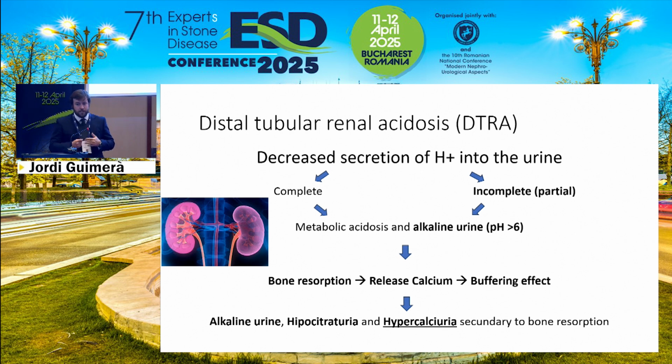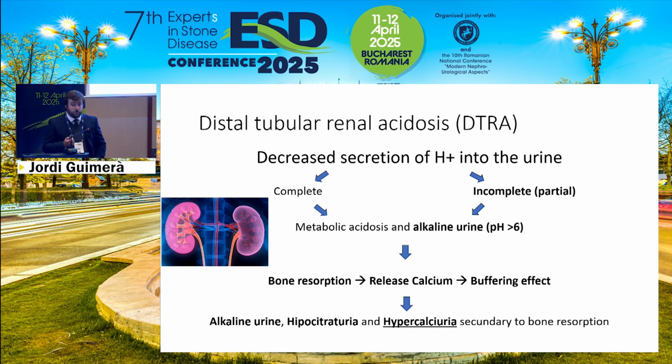So the complete form is a very severe disease that is mainly expressed in children and is associated with a short life expectancy. So for us, it's not important, and it's rare. It's a rare disease. So for us, the important thing is the incomplete type of distal acidosis, which is the one that is expressed in adults.